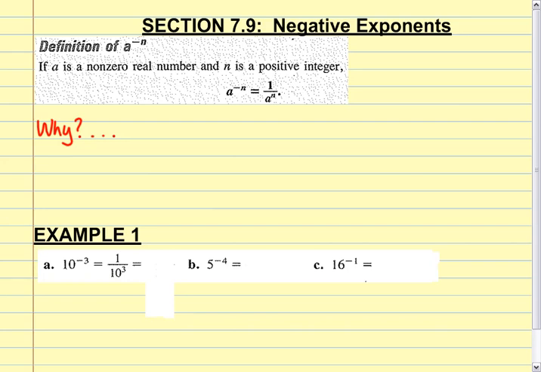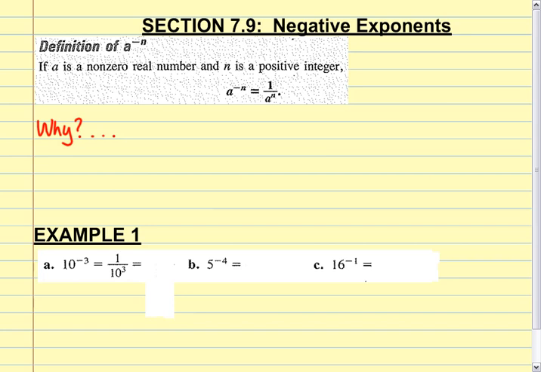Okay, folks, negative exponents. I told Cecilia a second ago they kind of threw this in here at the end of this chapter, but that's okay. This definition here is sort of a formal definition. I'm going to talk about why in just a minute. All things that you know that explain why this is the way it is.